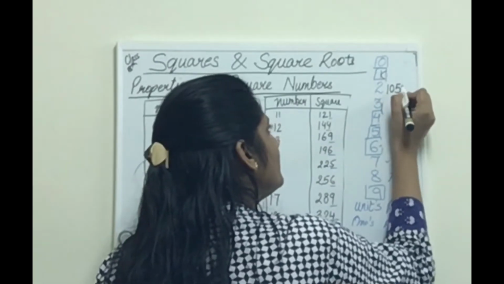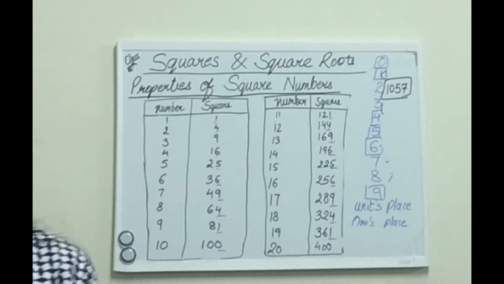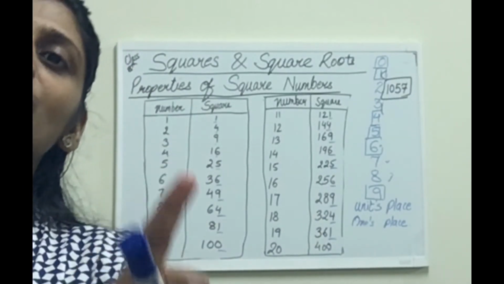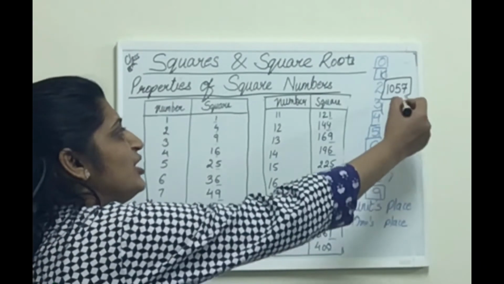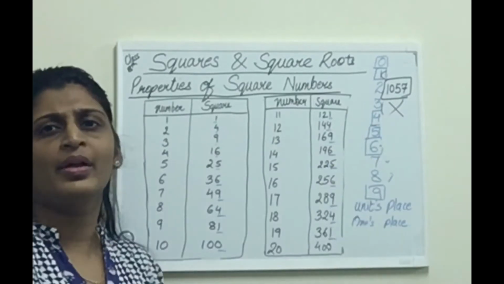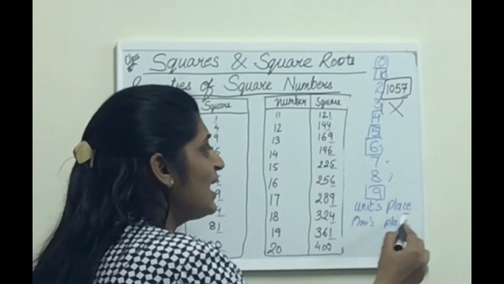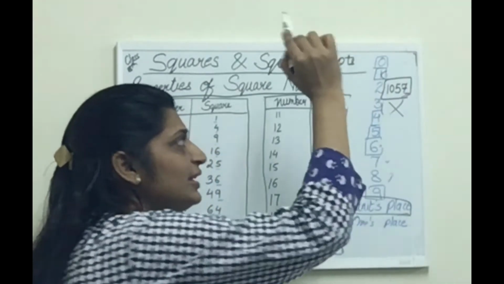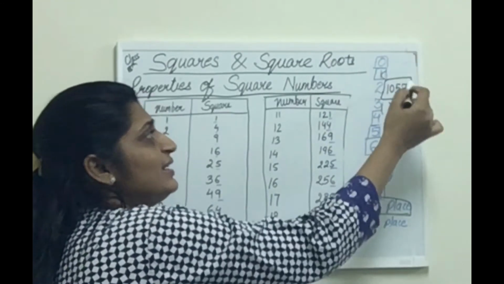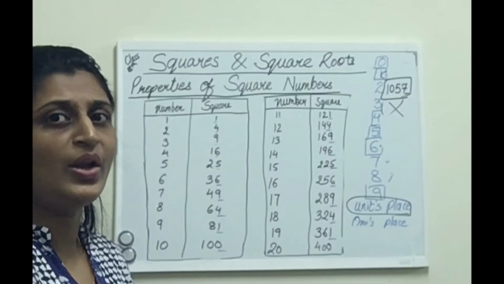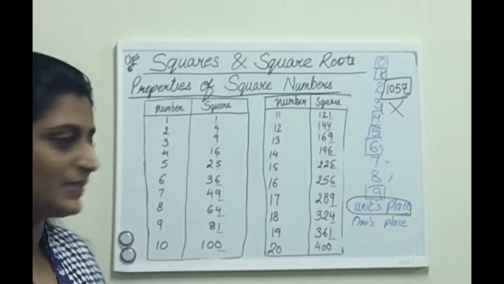Okay, next number for you all, 1057. Without solving, you need to tell me whether it is a perfect square or not. Yes, you are correct. It is not a perfect square. Why is it not a perfect square? Again, you are correct, because at the units place the digit is 7. And if a number has unit digit 7, it cannot be a perfect square by the properties of square numbers. Isn't it?